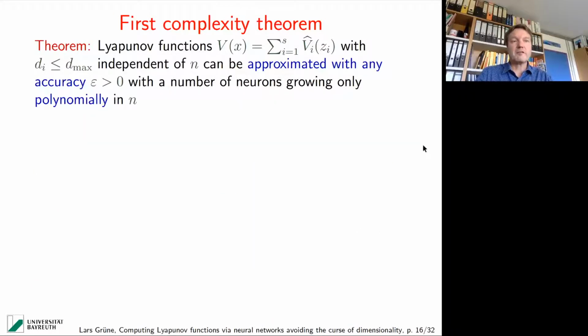Okay, so here's the first theorem that we can derive from that. It says that Lyapunov functions of this form, which exist under this small gain theorem, where the dimension d_i is bounded by some d_max, and d_max is independent of n, can be approximated with any arbitrary accuracy epsilon with a number of neurons that grows only polynomially in n. So we can actually avoid the curse of dimensionality if the Lyapunov function is of this form.